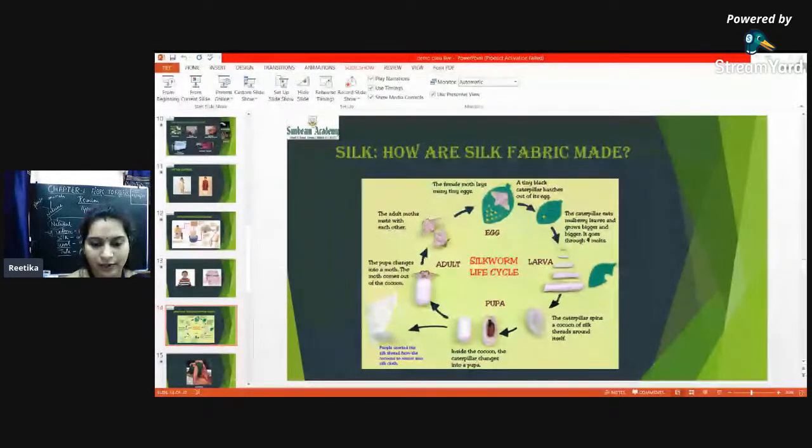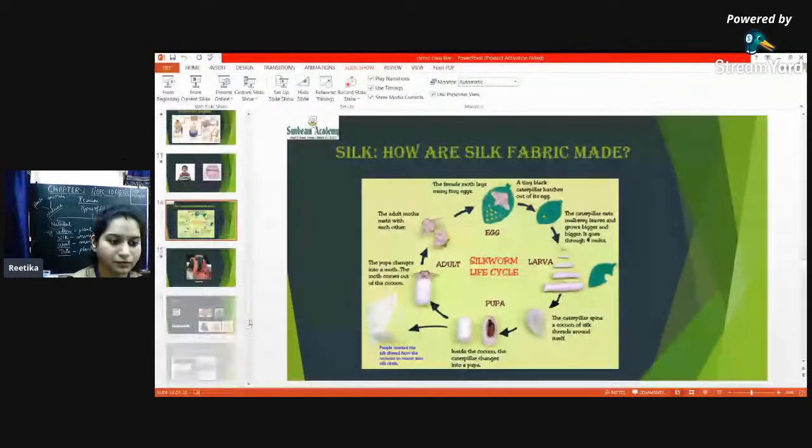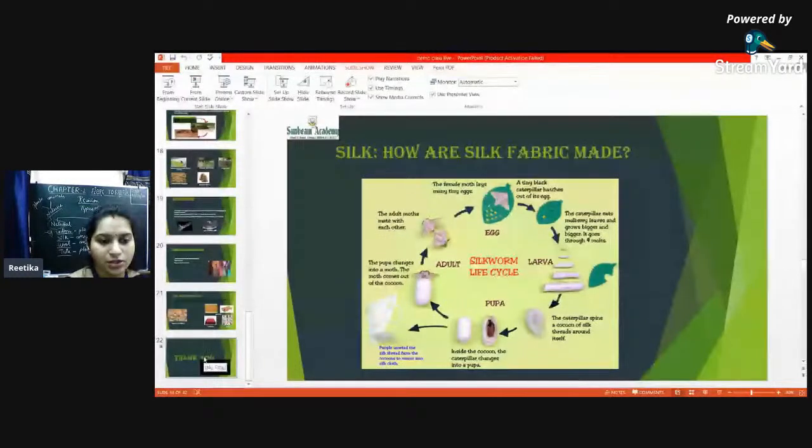Thank you, Tejal. Jai Hind. Okay, what is shearing? See, the process of making silk from the silkworm, this complete process is called shearing. Anything else, children? Any doubt? Any question?